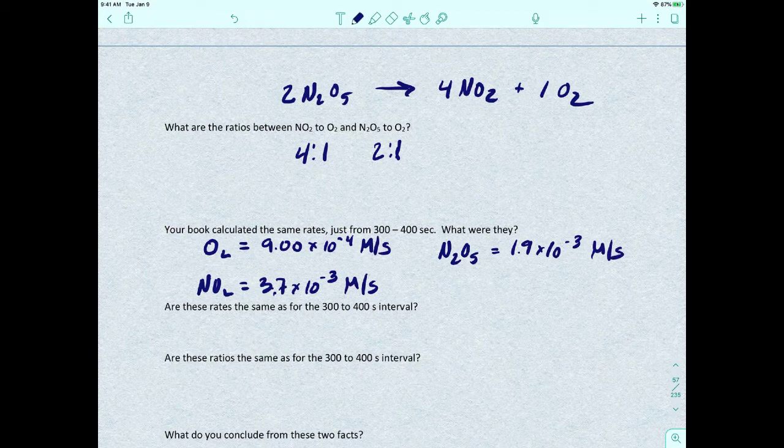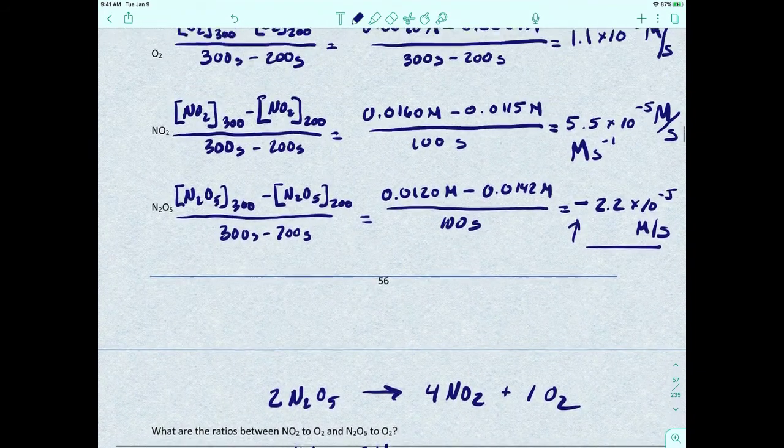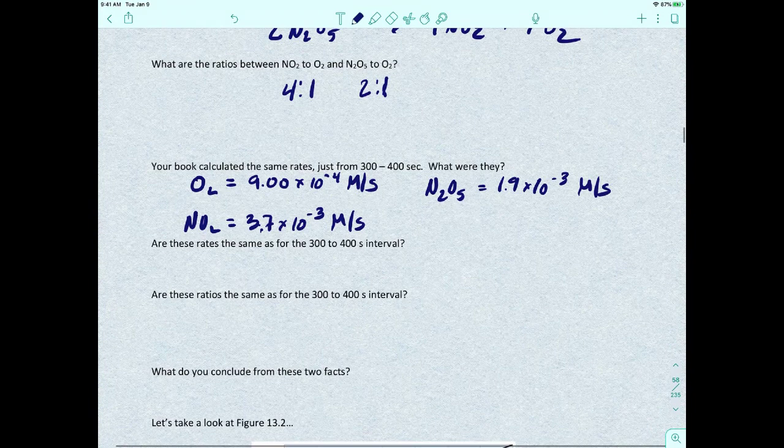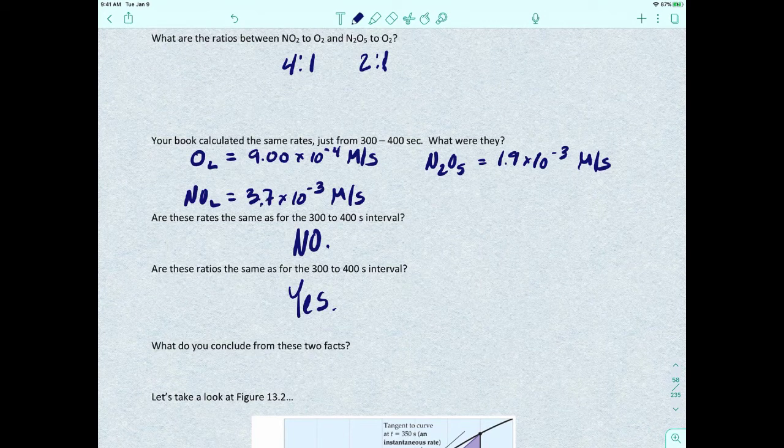Now, are these the same rates as for the interval that we calculated? So, taking a look at these values from 300 to 400, are these the same values that we got here? No, they are definitely not the same values. But are the ratios the same? And the answer is yes. The ratios are the same. So even though the rates are different, the ratios are still the same.